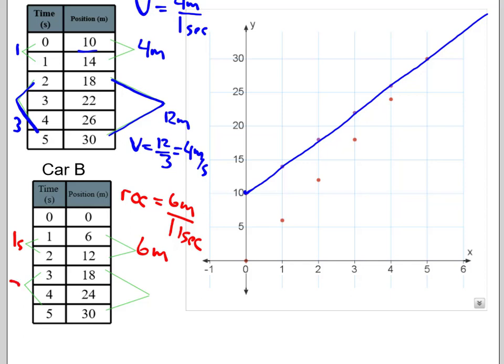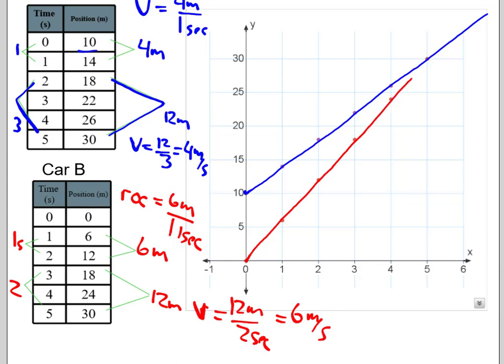If I look at another interval, this is changing by 2 seconds. This is changing by 12 meters. So my rate of change down here, I should call that V for velocity, my apologies. And lo and behold, I get the same 6 meters per second, which makes sense because, as we said, this is a linear relationship here. We're going to just connect these guys.